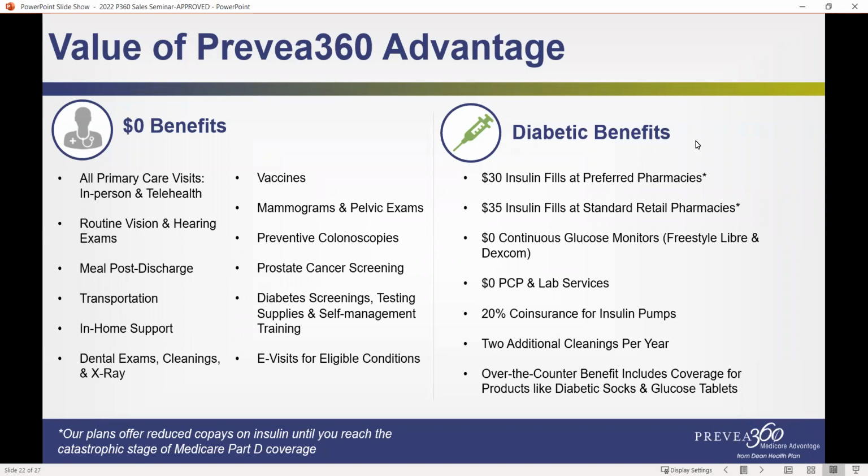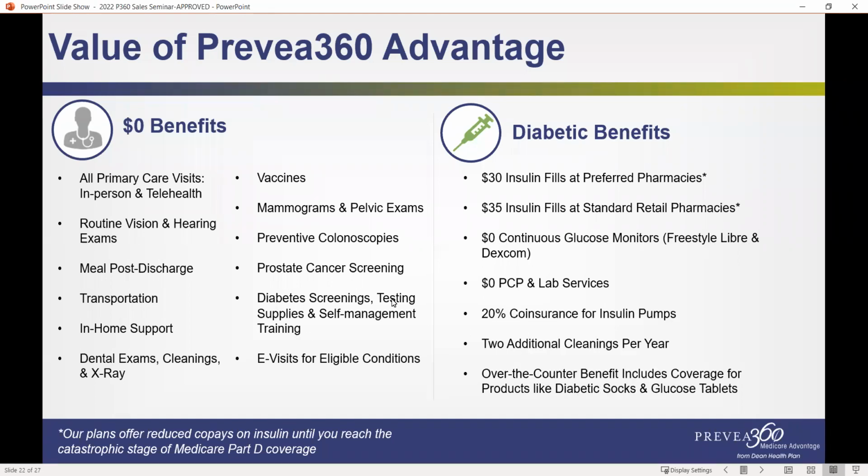And then some of the benefits for diabetics include $30 insulin fills at preferred pharmacies and $35 insulin fills at standard pharmacies, $0 copay for a continuous glucose monitor, and we cover the Freestyle Libre and Dexcom CGMs, no copay for PCP and lab services, 20% coinsurance for insulin pumps, and you do get 2 extra cleanings per year on the dental if you're a diabetic. And then you can use your over-the-counter drug benefit to buy things like diabetic socks or glucose tablets.